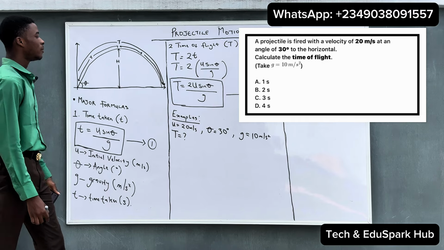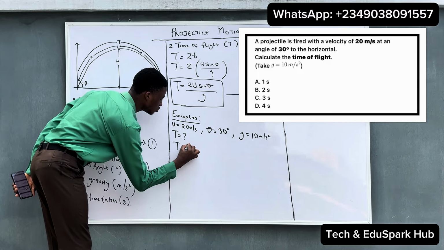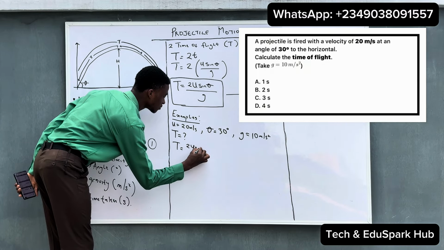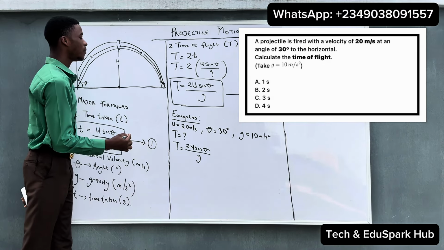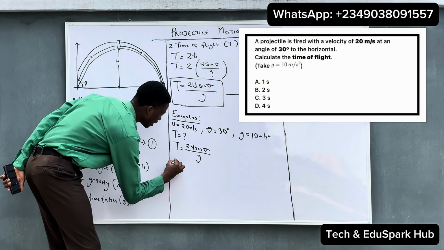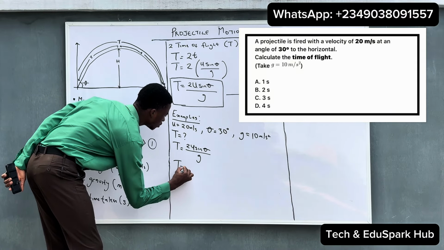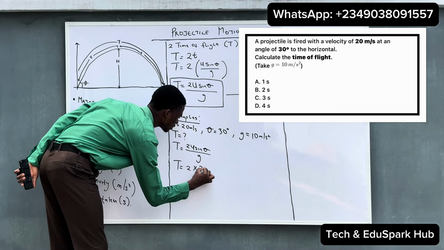So to calculate our big T, we know that our big T is given as 2u sin theta over g. So this is the formula for our big T, which is the time of flight. So putting our parameters in the formula, we have our big T equal to 2 multiplied by our u. What is our u? Our u is 20 meters per second.